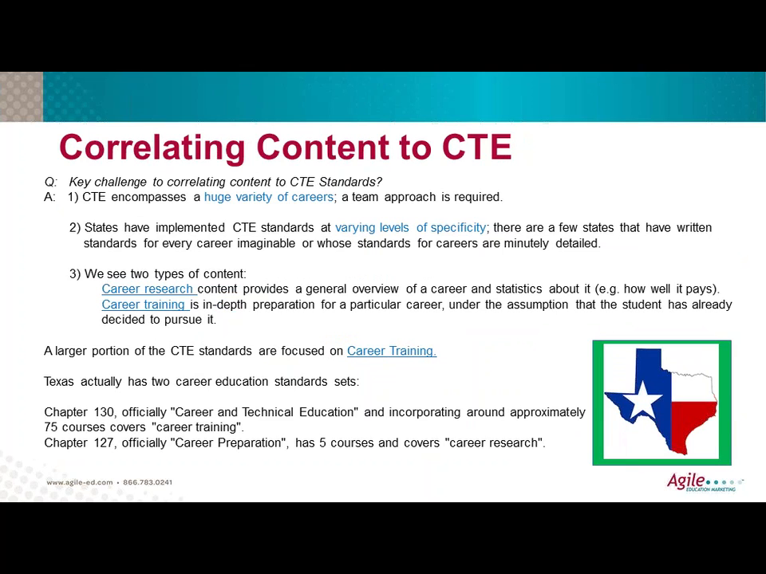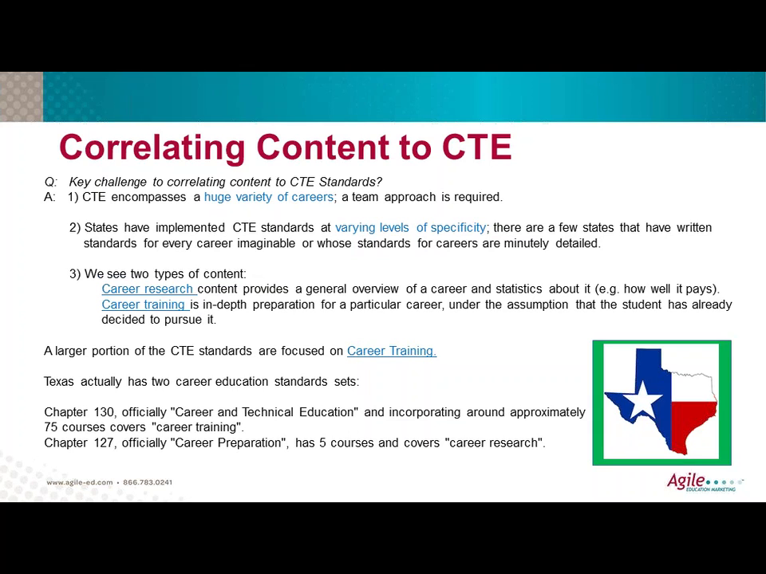So I was talking about the challenges, too, about correlating. First was putting together, we had to build a team to do that. And then the other thing that we found is that states have, as Larry was saying, varying levels of specificity. So some states have written standards for every single career imaginable, whereas other states don't have standards as minutely detailed as others. So that was something that was interesting to find out.